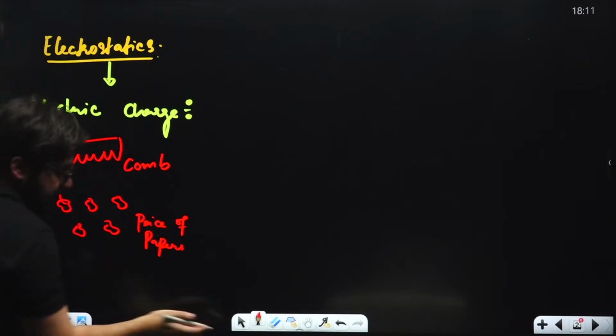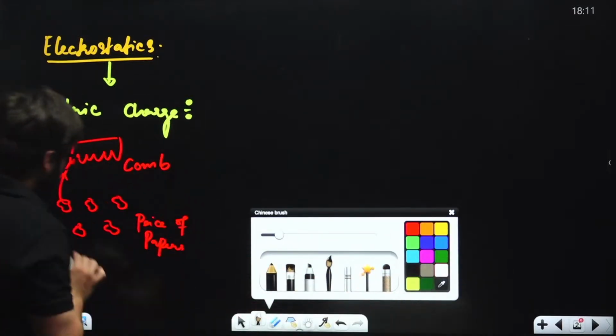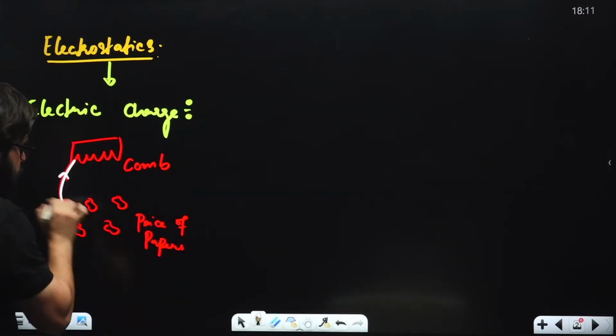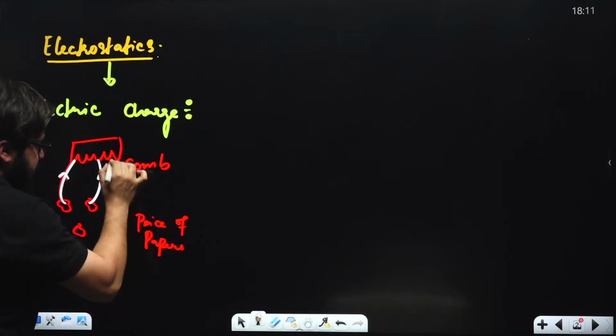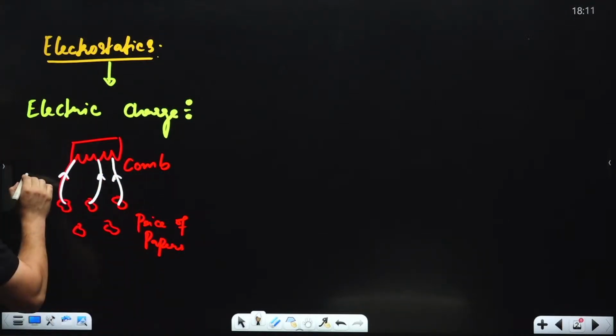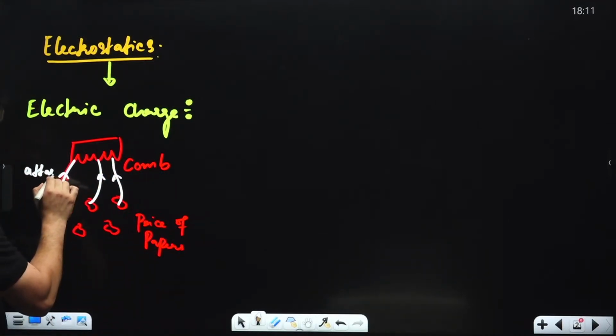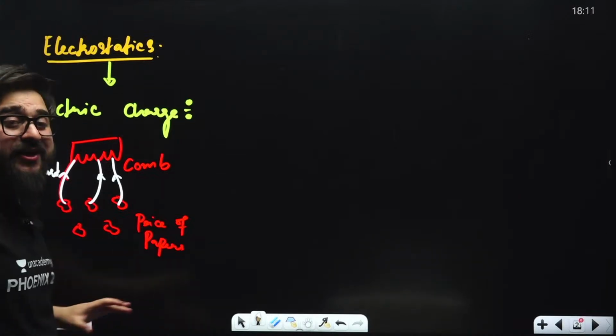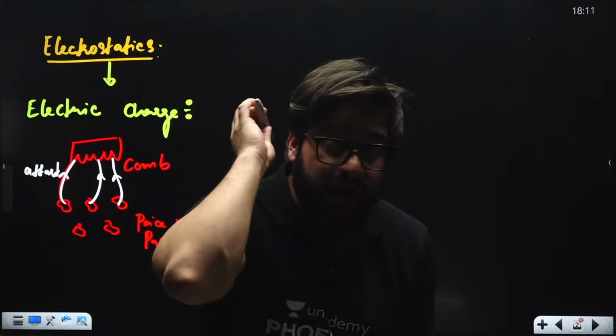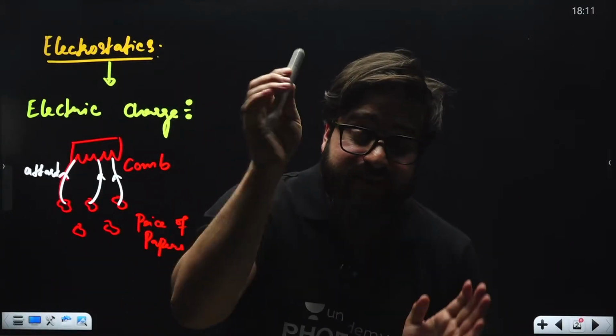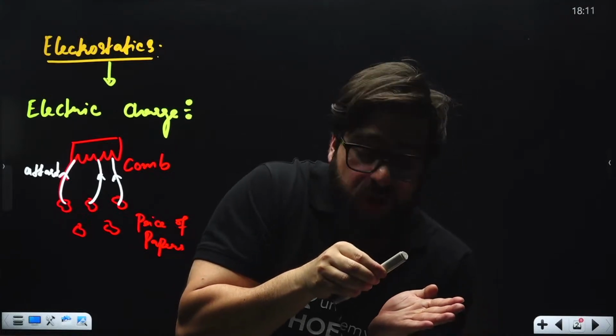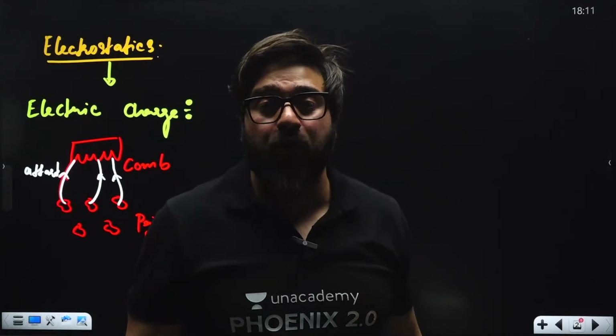We say, sir, these will be attracted, and they will stick to the comb. So we say attraction will take place. When we rub the comb with my hair and then take it near the pieces of paper, they will be attracted towards the comb.